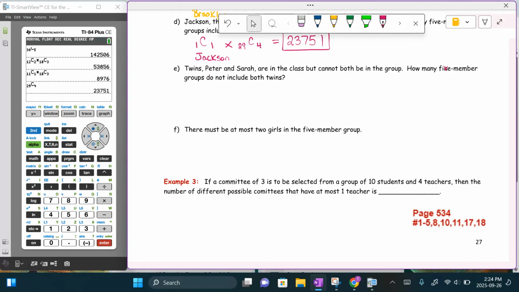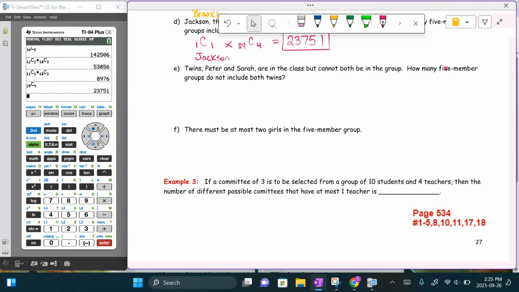Right, so both cannot be in the group. Both of them being in the group is both of them are there. So one can be, the other can be, or none can be. So you could do all the cases or do what Julia just said, like we did last class. Is it easy for us to find how many groups have them in it and then subtract it from the total? That's the fastest, easiest way.